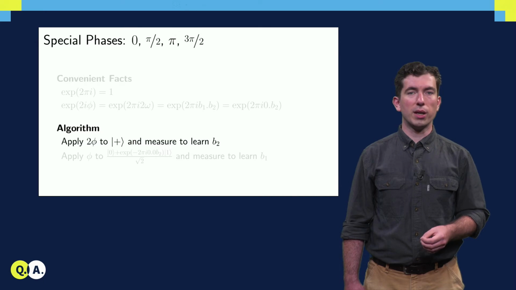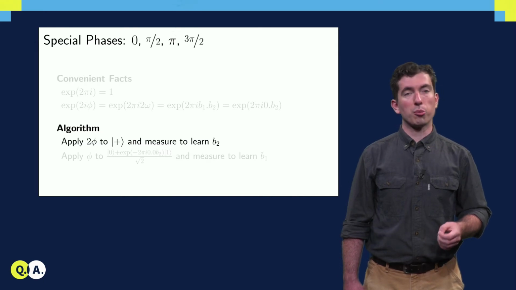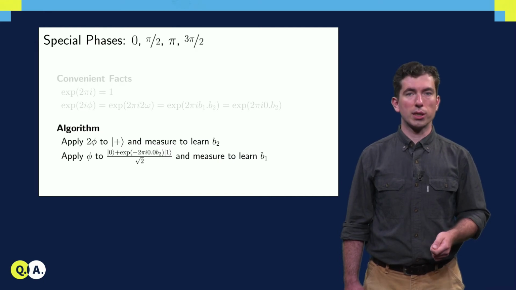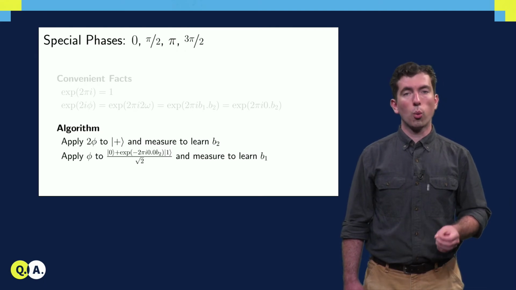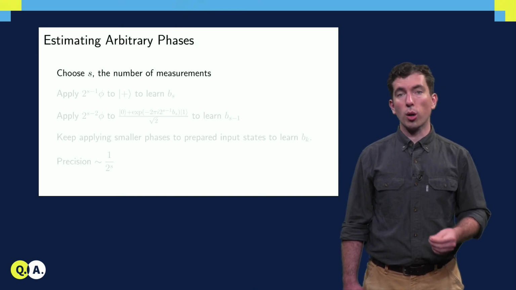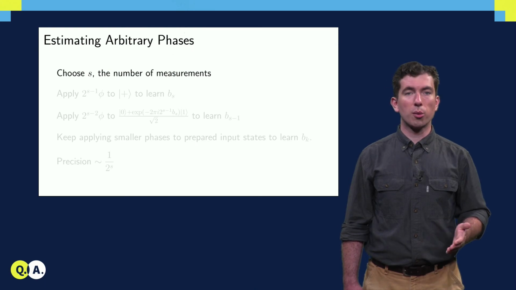First, we apply the phase 2 phi to the plus state and perform a single measurement to learn the value of b2. Then, we prepare a new special input state that cancels out the phase 0.b2 and perform another measurement to learn b1. As long as we can adjust the phase on the input state such that the output state always has a phase of 0 or pi, one measurement is all we need to determine that bit of the phase exactly.